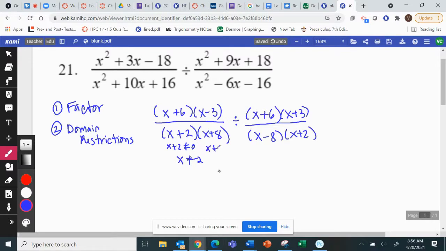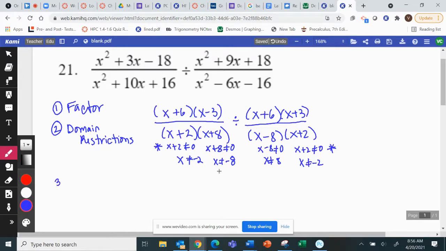x plus 8 does not equal 0, so x does not equal negative 8. x minus 8 does not equal 0, so x does not equal positive 8. x plus 2 does not equal 0, x does not equal negative 2. Okay, so this step right here that I'm starring is an optional step if you are doing it right. If you keep making mistakes, please don't make that optional. Step 1, step 2, not optional.